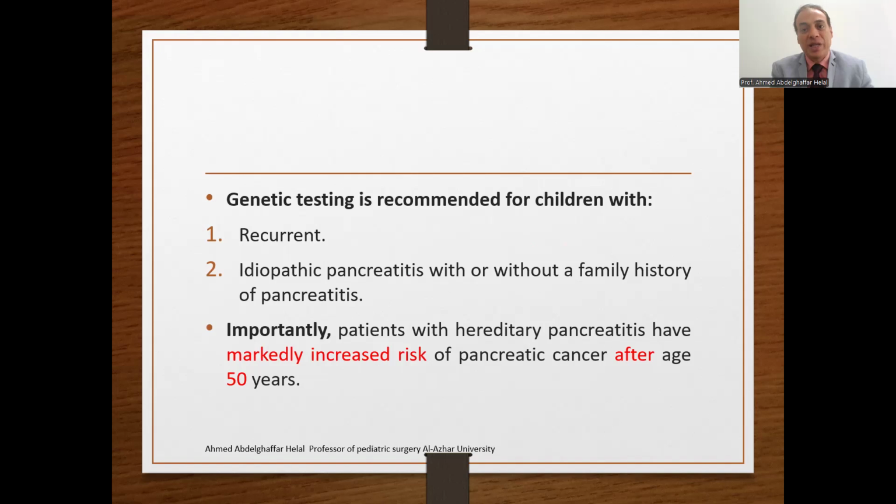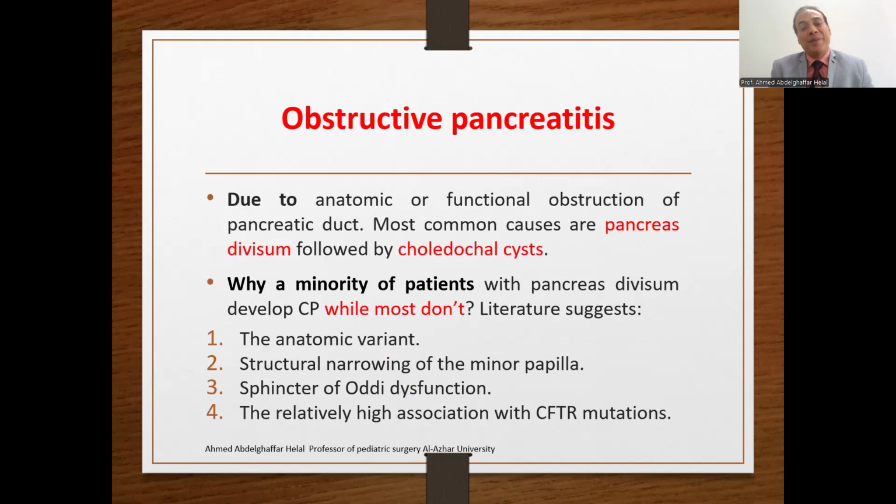So genetic testing is very important in children with recurrent or idiopathic pancreatitis with or without family history. Importantly, patients with hereditary pancreatitis have a marked increased risk of pancreatic cancer after the age of 50 years. It's very important. The second type is obstructive pancreatitis causing chronic pancreatitis due to anatomical or functional obstructions of the duct. Most common, as we said previously, pancreas divisum.